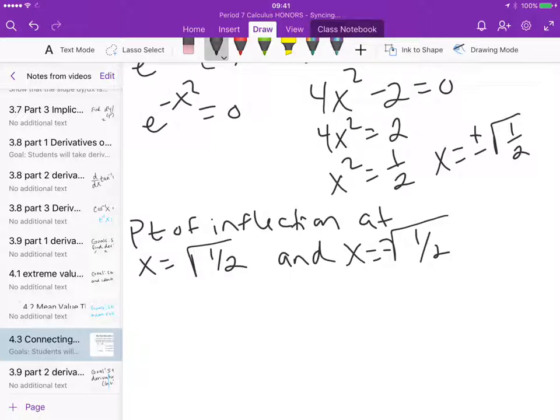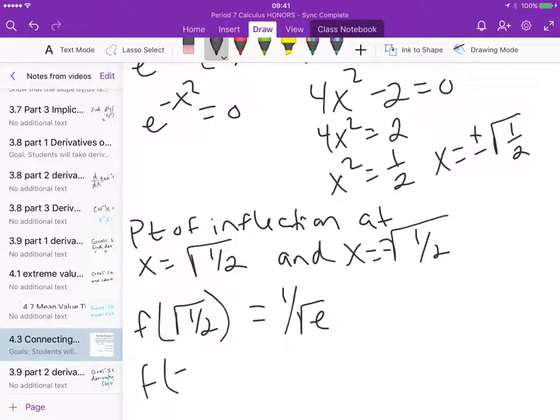If it does ask you to take it one step further to find the entire ordered pair, you would substitute the square root of 1/2 or negative square root of 1/2 into your original function. In this case, f of the square root of 1/2 gets us 1 over the square root of e. And when you do the exact same thing for negative square root of 1/2, you also see that it equals 1 over the square root of e.